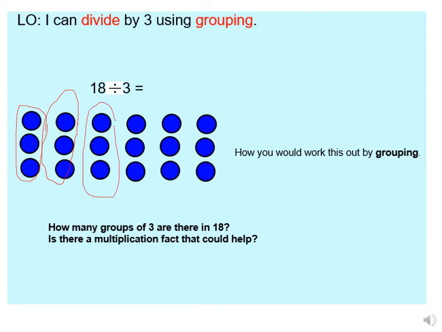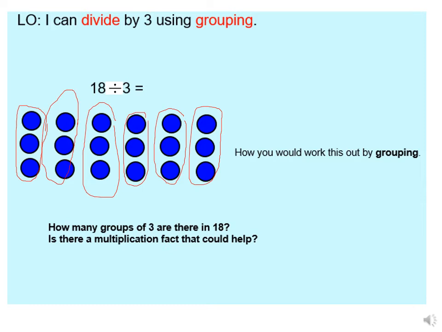Okay, another group of 3. And we keep going. So 18 divided by 3. How many groups of 3 do we have? We have 1, 2, 3, 4, 5, 6. So 18 divided by 3 equals 6.